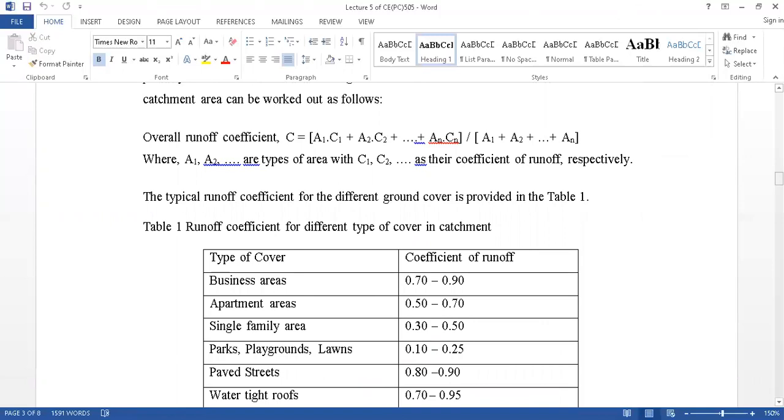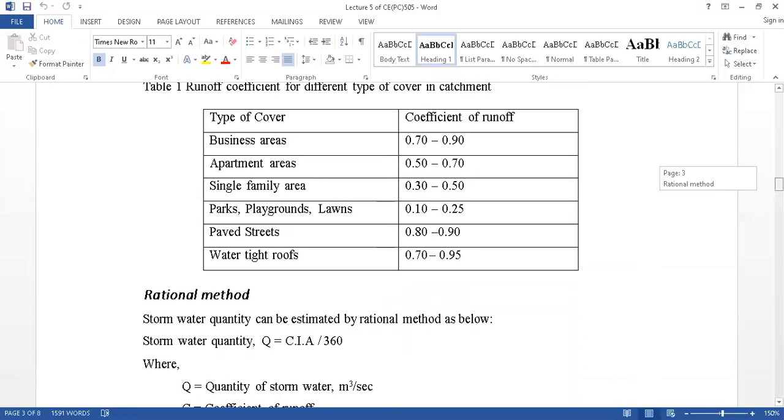Now, for calculation purposes, we have to know the runoff coefficient of different areas. So I am giving you a chart, so that you have an idea when you work on different areas for computing the total runoff of that particular area. Let us see the business area, where office buildings and the like are situated. In a business area, surface runoff will be taken as 0.7 to 0.9.